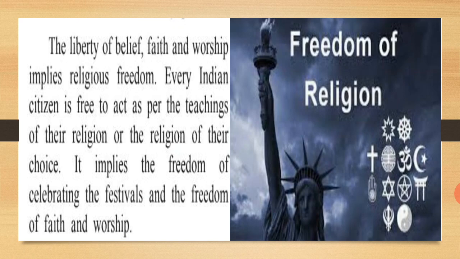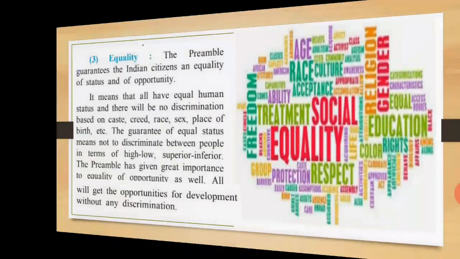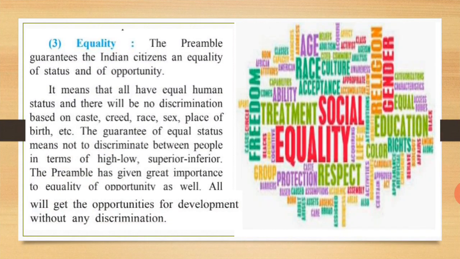Now, the third point we are going to study is equality. The preamble guarantees the Indian citizens an equality of status and opportunity. It means that all have equal human status and there will be no discrimination based on caste, creed, race, sex, place of birth, etc. Means men, women, caste wise, race wise, they are all equal. There will be no discrimination.